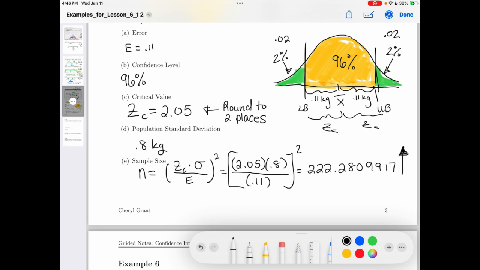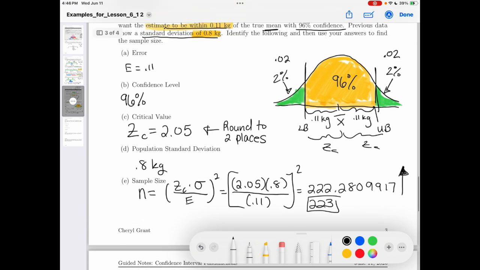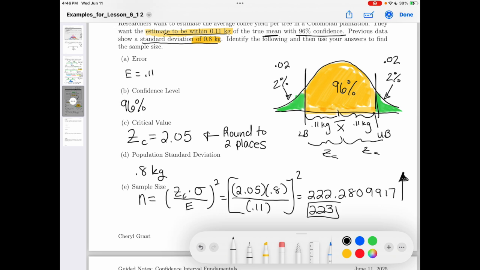With sample sizes, you always want to round up. If you round down, then you may not have enough in your sample to meet these requirements that you want. So our final answer should be 223. So in order to get a 96% confidence interval with a margin of error of 0.11 and a standard deviation of 0.8, we need to have 223 people in the sample.